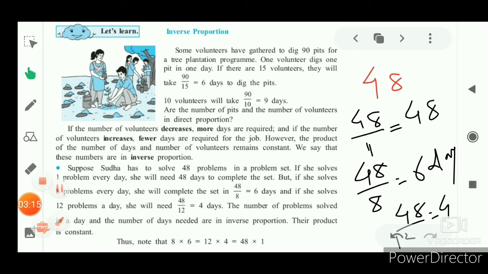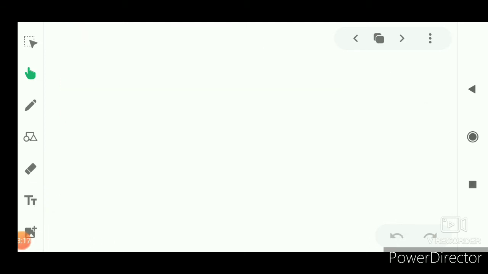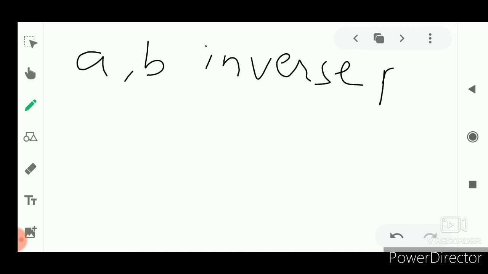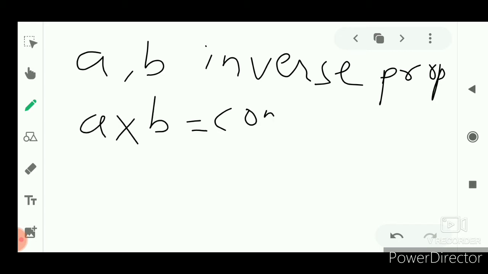Okay. Always remember, in case of inverse proportion, अगर दो क्वांटिटी A and B इन्वर्स प्रोपोर्शन में है, तो इस केस में क्या होगा कि their product A into B is always constant.